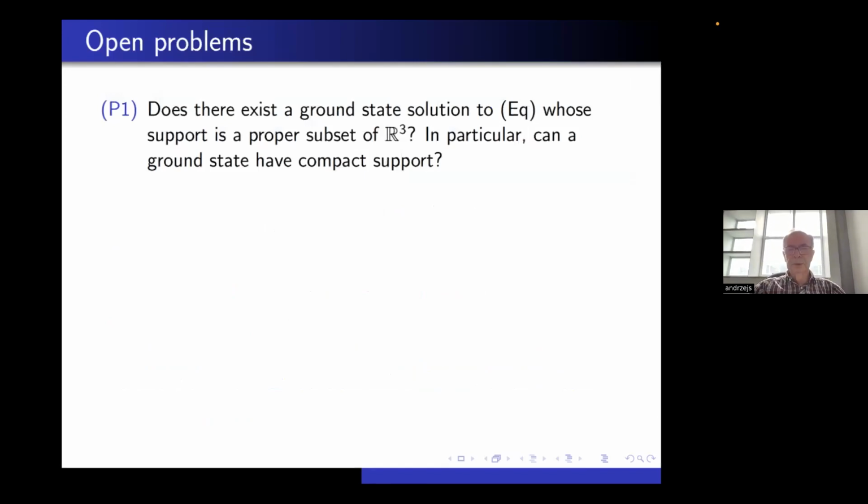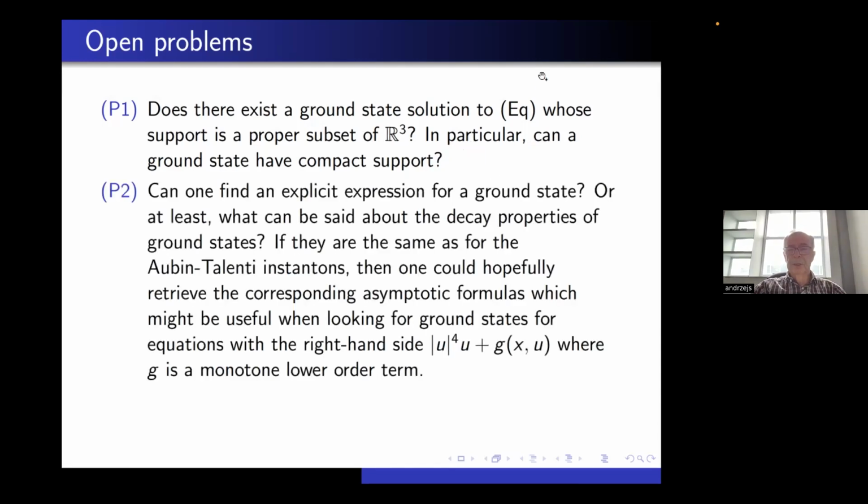And now, at the end, I want to discuss a few open problems. First of all, this I already mentioned. Does there exist a ground state whose support is a proper subset of R3? As I told you, we don't believe this can happen, but it's an open problem. Another one: can one find an explicit expression for a ground state? For a ground state for the plus equation, one can, but here we don't know.